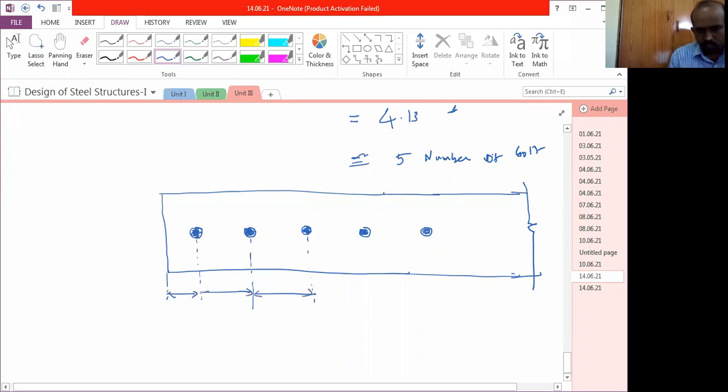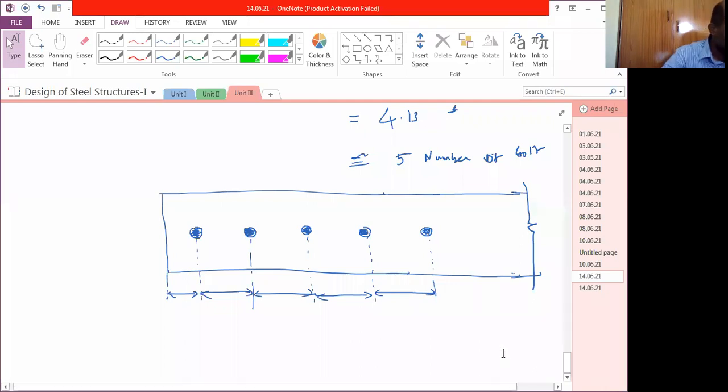Then you have to check 3 different checks. What are they? Yielding capacity, rupture capacity, as well as block shear capacity. All these things you have to check. They must become greater than 120 kilonewton. Then you can say that the design is safe.